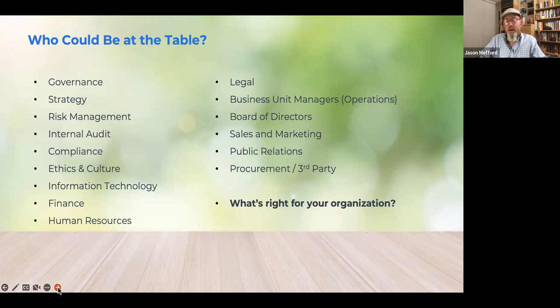So let's go through and talk about what some of these functions are. Obviously, whoever your governance group is going to need to be at the table. Now, at the highest level in the organization, that's going to be your board of directors. It could be groups like your executive leadership team, right? They meet regularly. You could think of them as a committee. Are there other governance groups? Do you have a compliance governance group or an ethics and compliance group that would be providing governance?